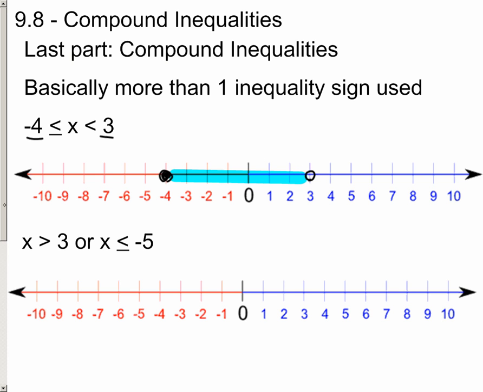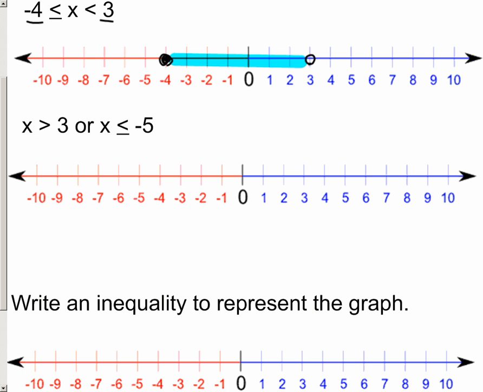When I go to graph this one right here, it's a little bit different. We've literally got two different inequalities, and so that's all that we have to do. X is greater than 3, so I put an open circle at 3, and we shade everything that's greater than 3. 4, 5, 6, that's all bigger than 3.